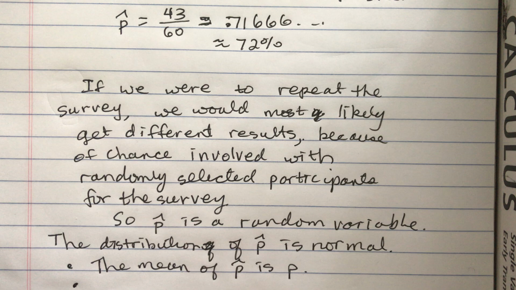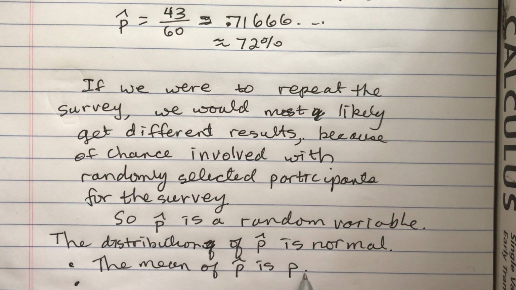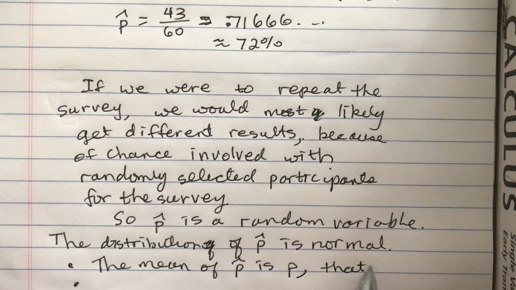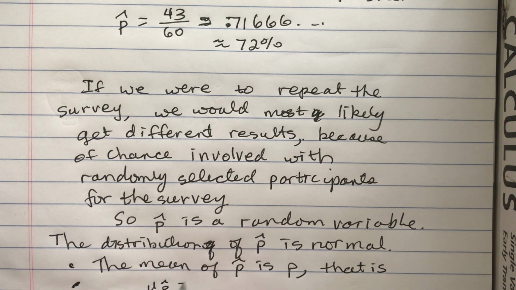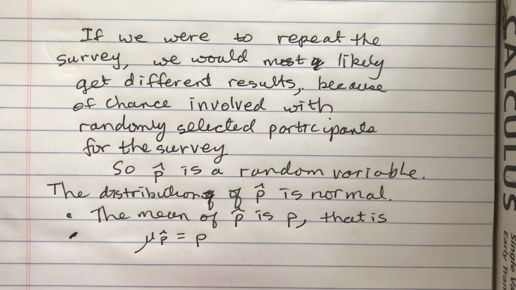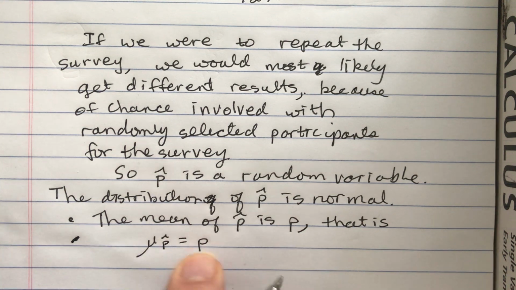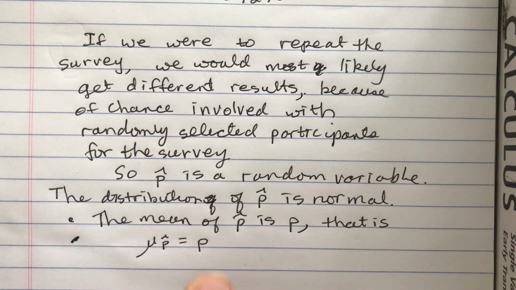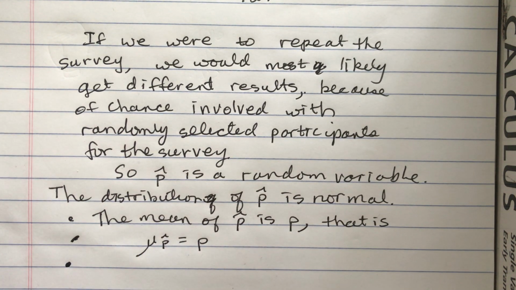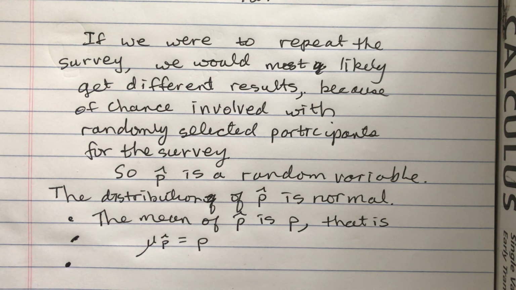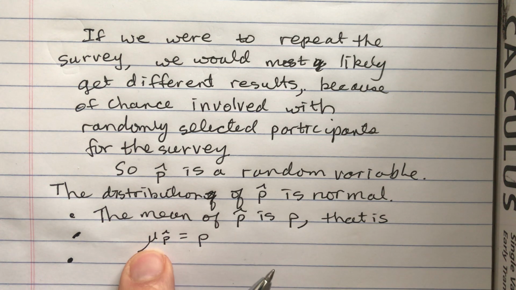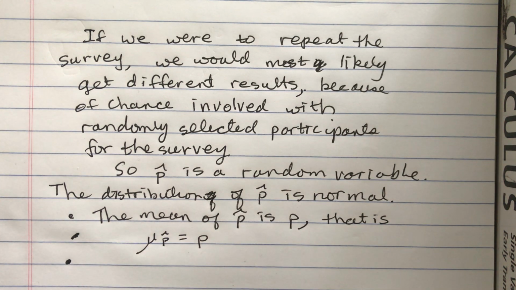Okay, so we have the mean is given right there. So that is mu p hat is equal to p. So if you averaged out all the p hats, on average you should get p. Okay, I mean not exactly, but it's the mean of that, the expected value of that.